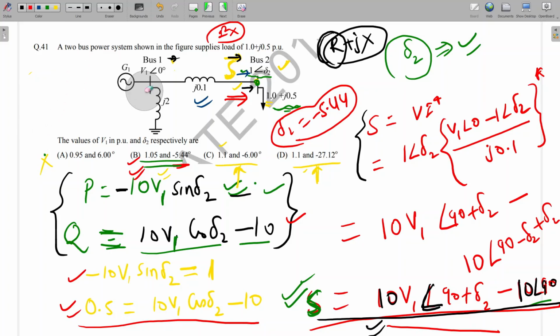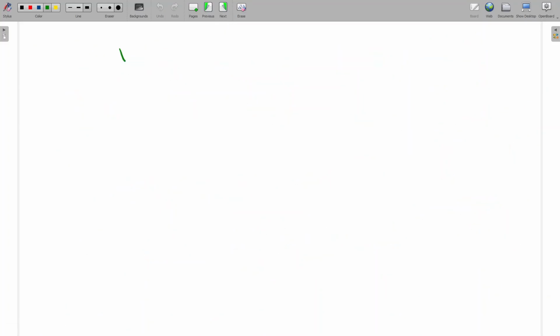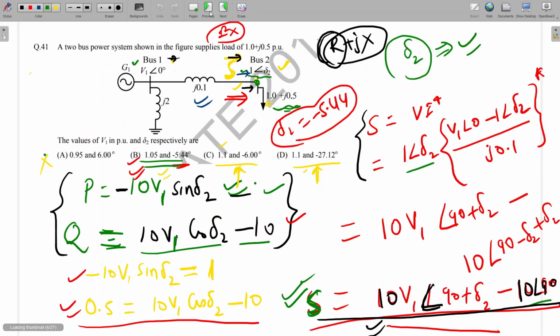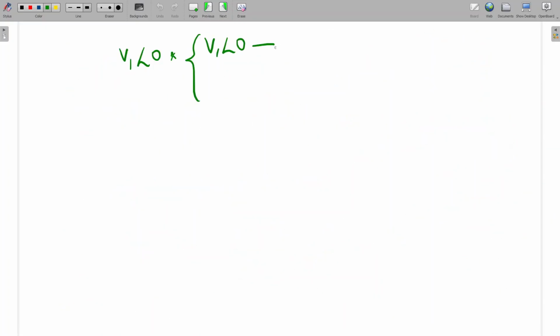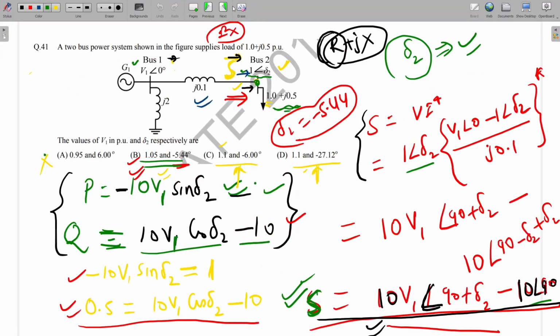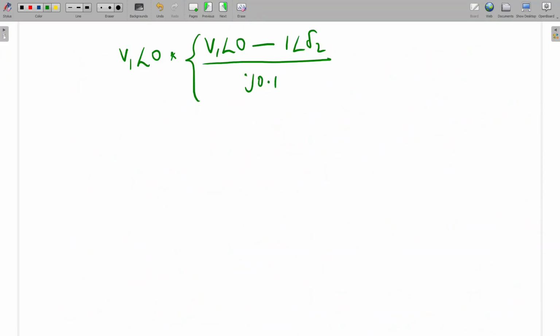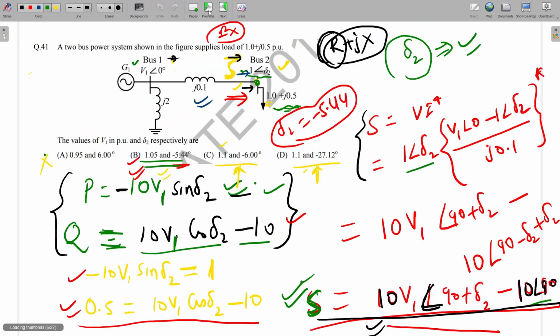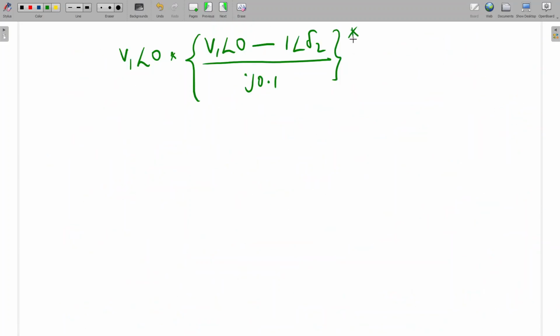Here we can write the equation. What will be the difference? The voltage here will be V1 angle 0. Here the voltage was 1 angle delta 2. So we can write the equation: V1 angle 0 into V1 angle 0 minus 1 angle delta 2, divided by j 0.1. So this we will take the conjugate.